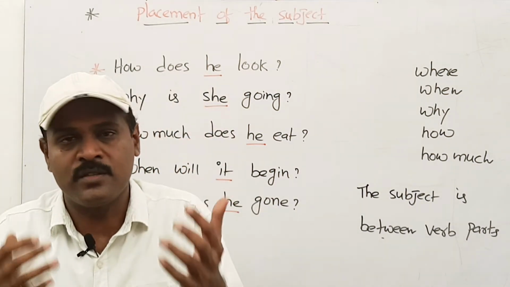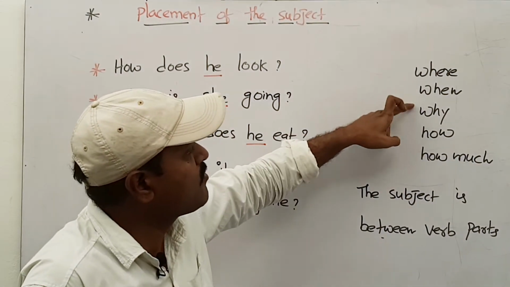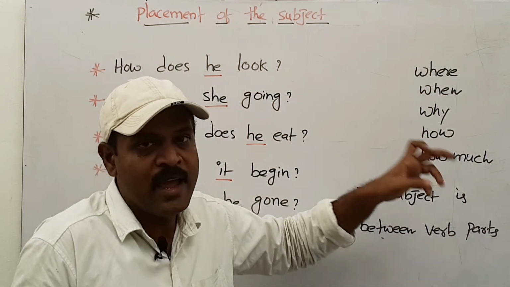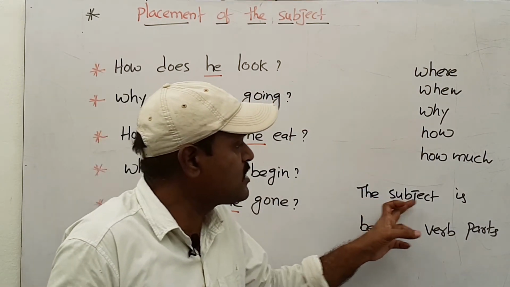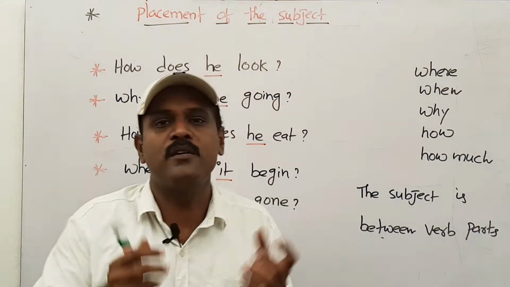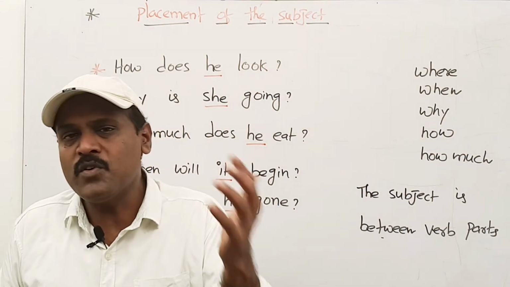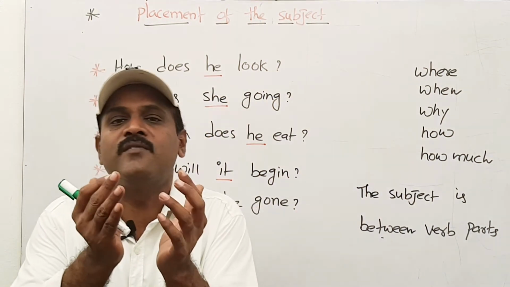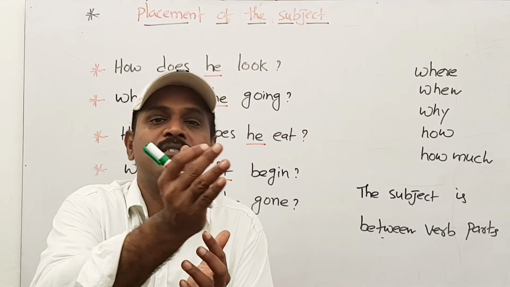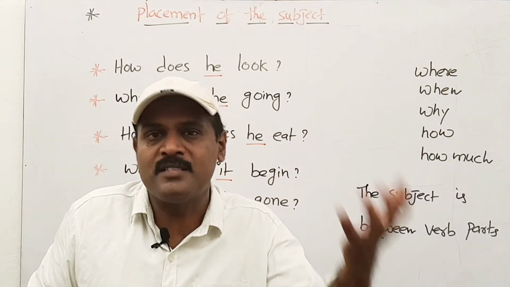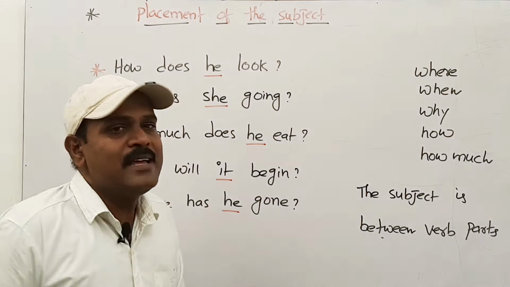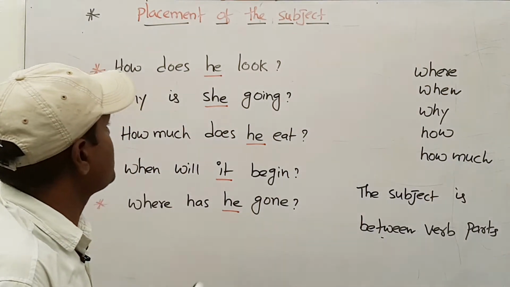When we use question words like where, when, why, how much, usually the subject is between the verb parts. You know, in questions, we separate the verb along with its helping verb according to its tense. For clear understanding, I am going to give some examples.